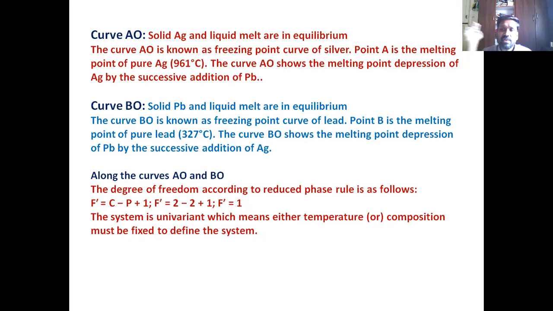That means even in our water and sulfur system, a curve was univariant. Is it not? Here also the curve is univariant, although we have applied different phase rules. In that, the formula was F is equal to C minus P plus 2. Here the formula is F is equal to C minus P plus 1. In spite of this modification, the curves still remain univariant. What do you mean by univariant? Either one of the variables has to be fixed. Either temperature or composition must be fixed to define the system. It simply means you cannot vary both temperature and composition simultaneously. You have to fix one and vary the other.